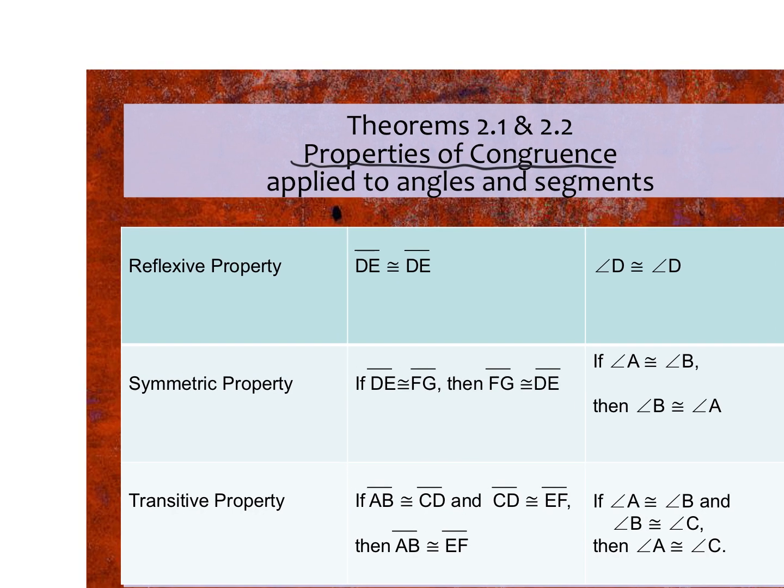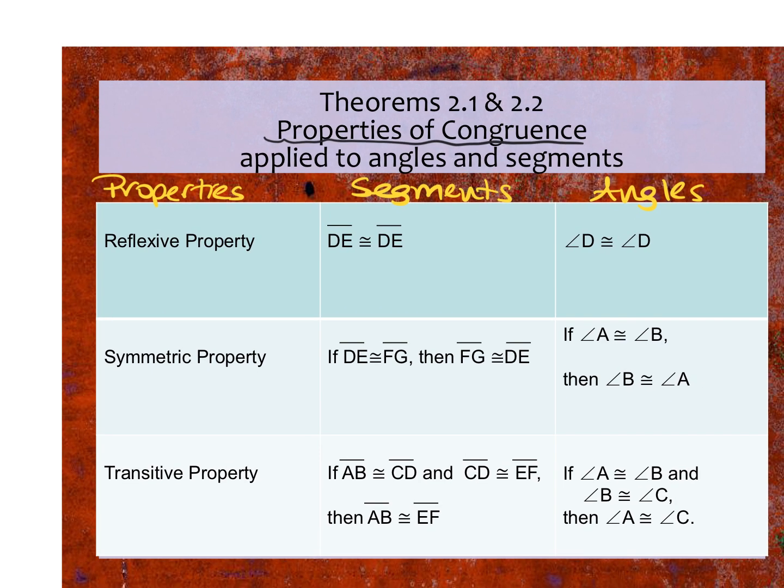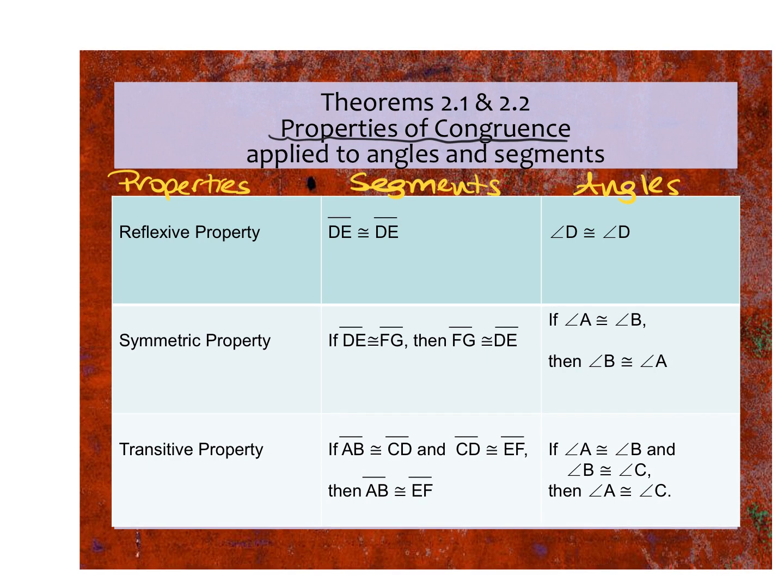And again, remember this column, these were the properties listed. These are segment examples, and these are angle examples. So remember the reflexive property was like that mirrored image, the reflection. So it's the same thing equals the same thing. For the symmetric property, remember that's where it reverses the order, sort of like commutative or like a line of symmetry. So if DE equals FG, then FG is congruent to DE.